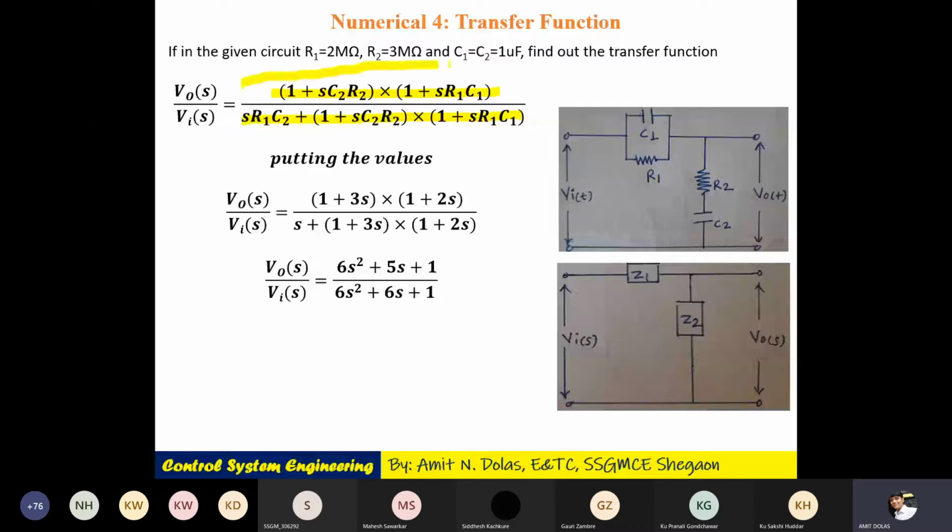And after getting this term, there is one more thing that we have to do, that is we have to put the values R1 as 2 megaohm, R2 as 3 megaohm, and C1, C2 as 1 microfarad. So putting all these values into the equation, we will have 1 plus 3s into 1 plus 2s divided by s plus 1 plus 3s into 1 plus 2s, and multiplying this, finally the transfer function will be 6s square plus 5s plus 1 divided by 6s square plus 6s plus 1. So after calculating and putting in the values, you will get the final transfer function like this.